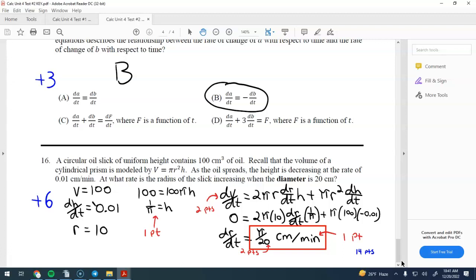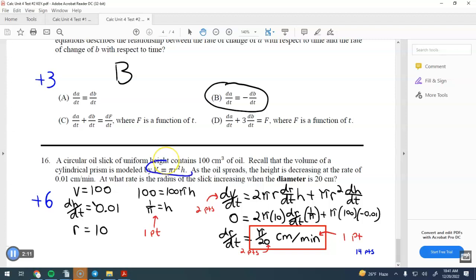Okay, so the hardest thing for this one when I looked through it, I got stuck on dV/dt for a minute. You've got a circular oil slick. It's got a certain amount of oil, and it's just spreading out. So the volume of it isn't changing. I don't know where you got stuck, but I got a little stuck on that. So dV/dt is 0.